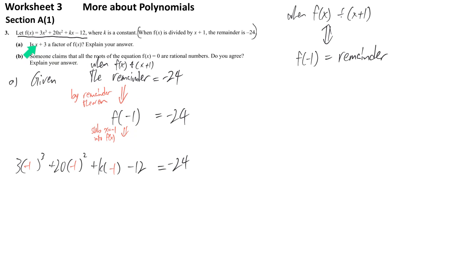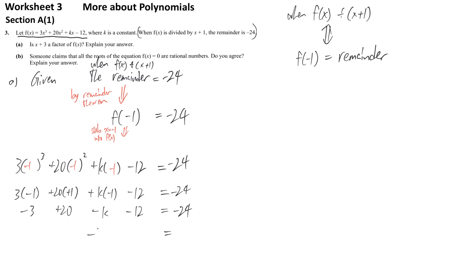And if we know k, then we can find out whether this is a factor, or find out many more. So the following mission is to calculate this very carefully. 3 times negative 1 plus 20 times positive 1 plus k times negative 1. Don't make any careless mistake. Make your hand busier than your brain. Reduce the workload of your brain. So this is 17 minus k, 17 minus 12, we got positive 5. Negative k is equal to negative 29. So k itself is equal to 29.